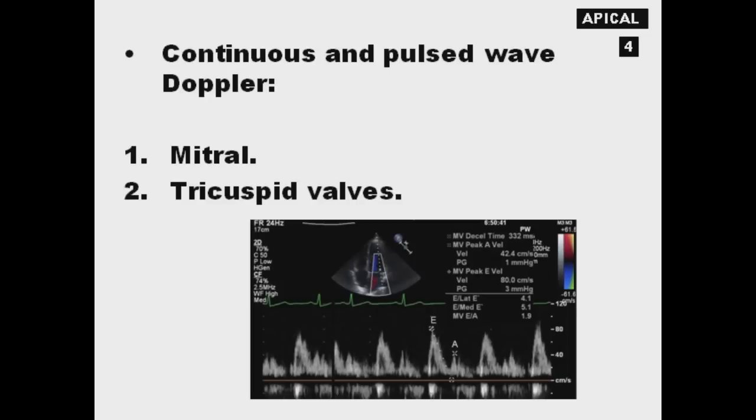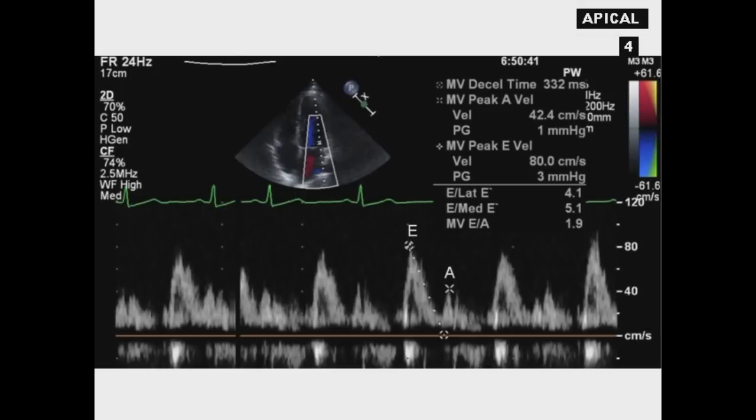Spectral Doppler is accurate for the same reason. The 4 chambers view is also very good for continuous Doppler. The image is a spectral Doppler of the mitral valve in 4 chambers. The view shows the characteristic 2 waves of atrioventricular valves. The first wave occurs immediately after the mitral valve opens, and the second wave with the atrial contraction.